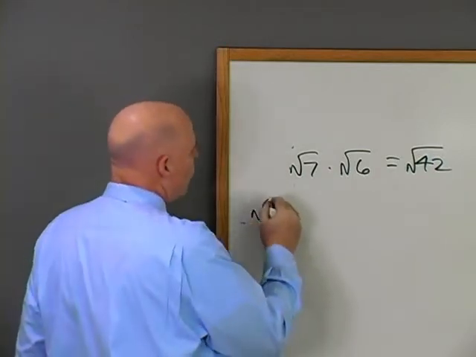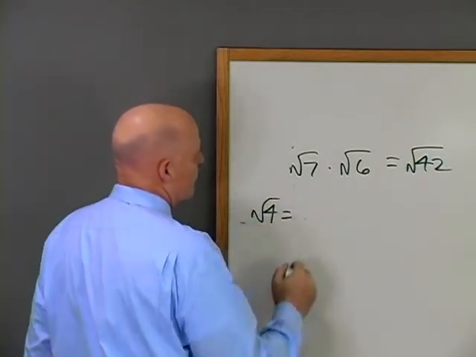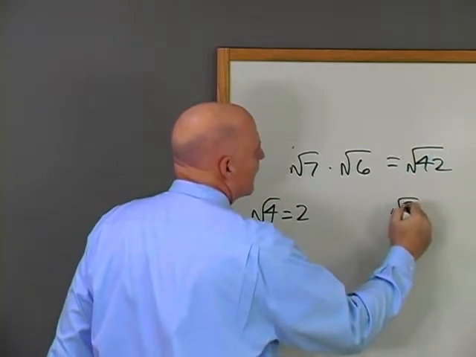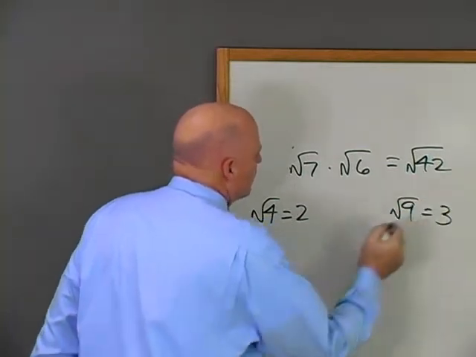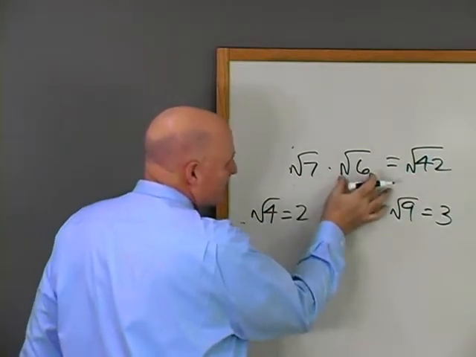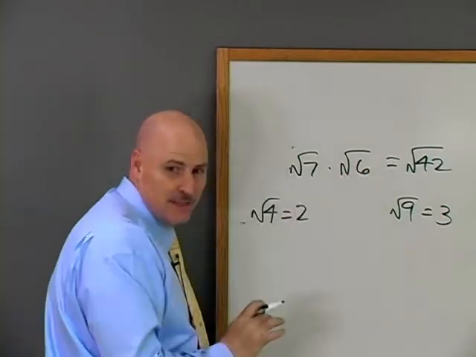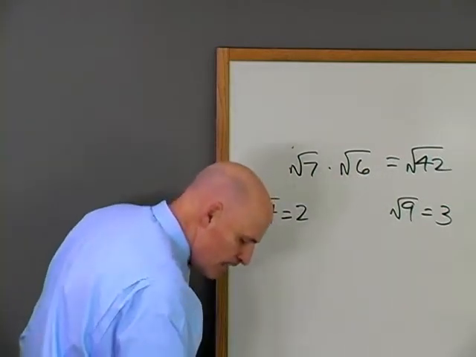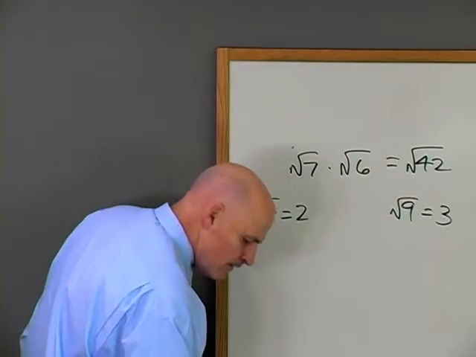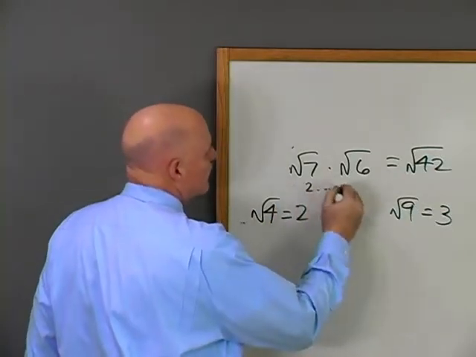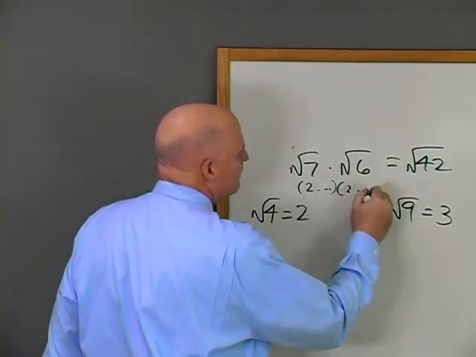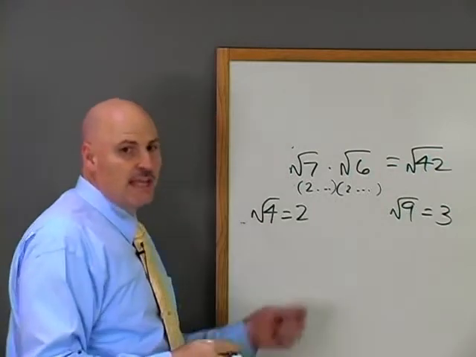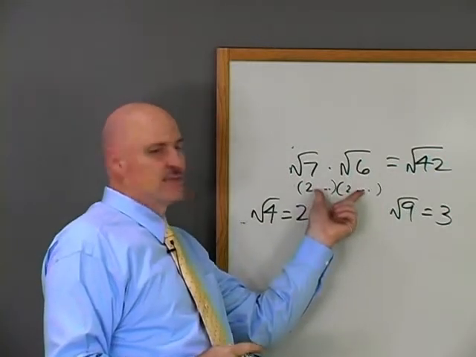What's the square root of 4? 2. What's the square root of 9? So the square root of 7 and the square root of 6 are going to be between them, aren't they? Anyway, this is 2 point something something, times 2 point something something, so you're going to end up with 5 or 6 for your answer.